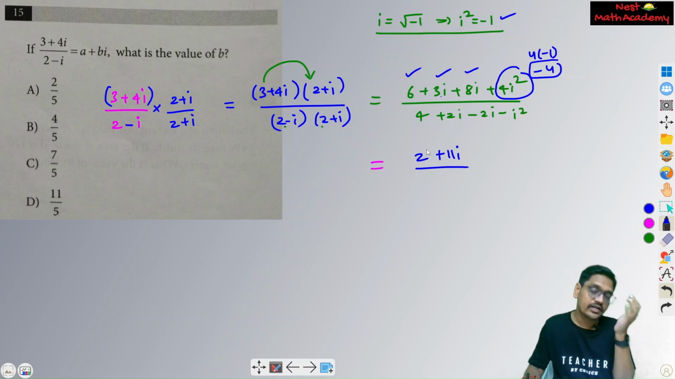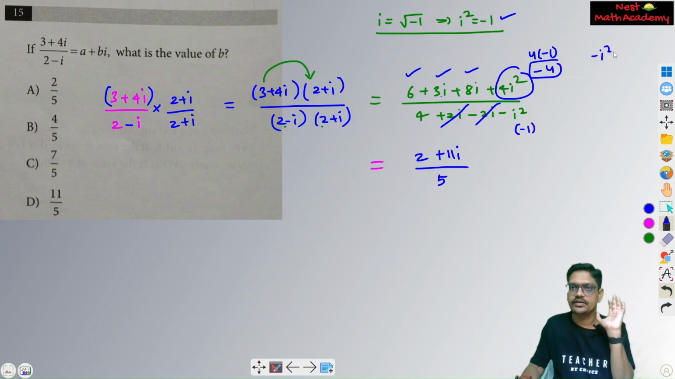Divided by the denominator, same story. This 2i minus 2i gets cancelled. This i squared is again minus 1. There is a minus already waiting outside, negative, negative, two negatives make it positive 1. So 4 plus 1, the total denominator is 5. I repeat, negative i squared: i squared is minus 1, minus of minus is plus 1. There is a 4 already waiting, so 4 plus 1, 5.